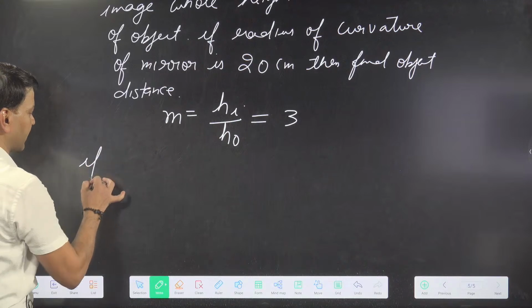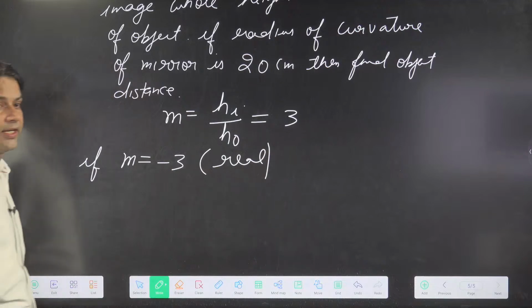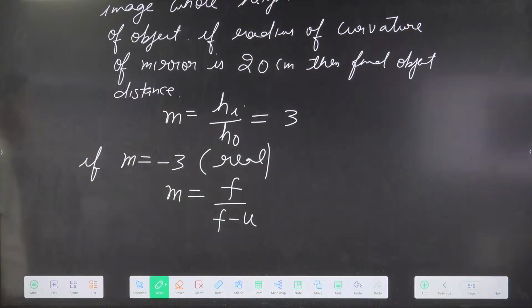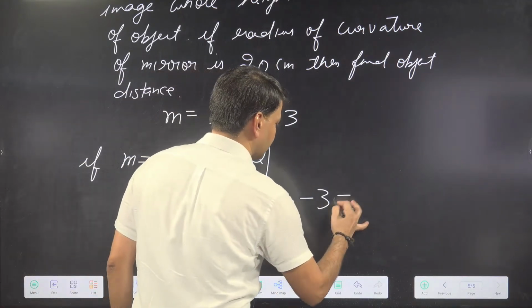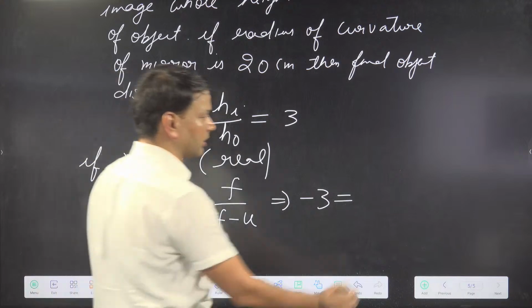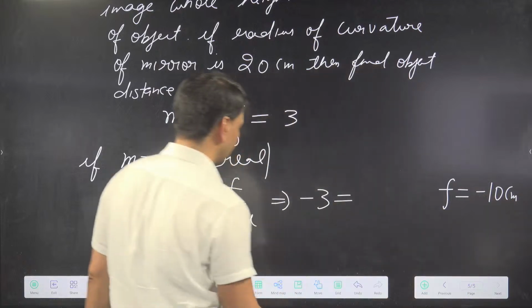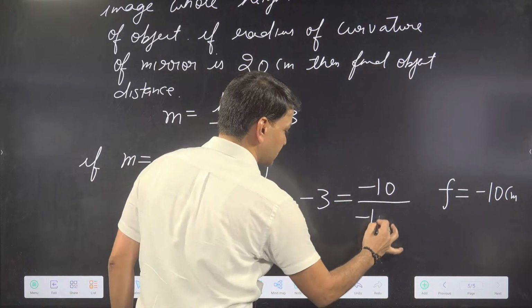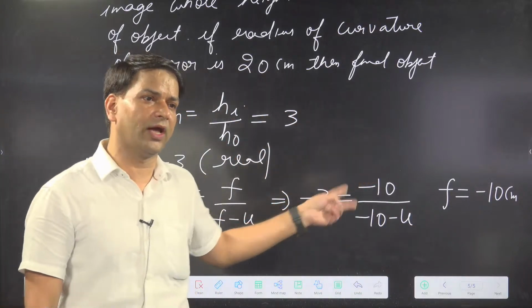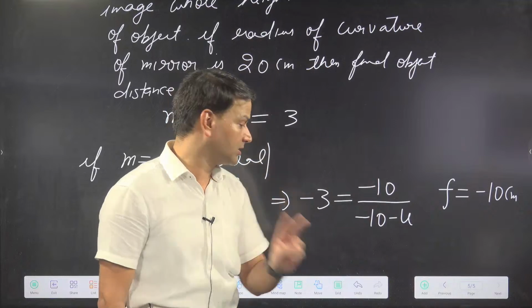Okay, so if I am taking m equal to -3, it means the image is real. Then m is f upon f minus u. Then m, what they have given, is -3. Radius of curvature they have given 20 centimeter, but it is a concave mirror, so the focal length you will get is -10 centimeter. Then you will put -10 upon -10 minus u. For u there is no need to put a sign, because magnification and focal length we have already put with a sign. So the answer for u will give the sign. Two variables we have to put with a sign.